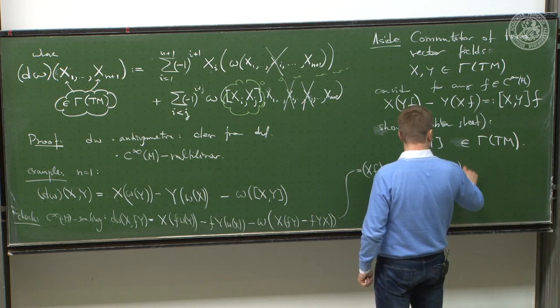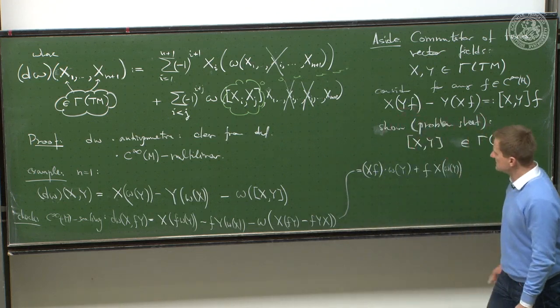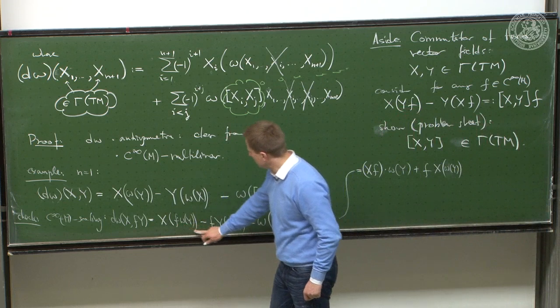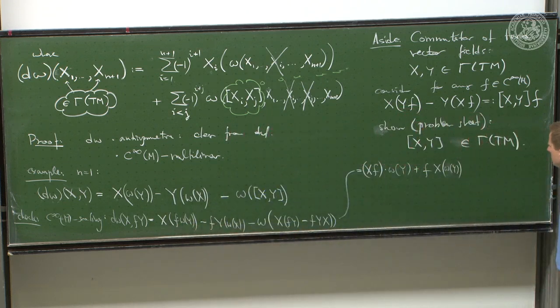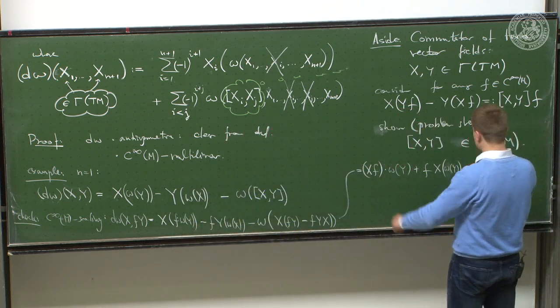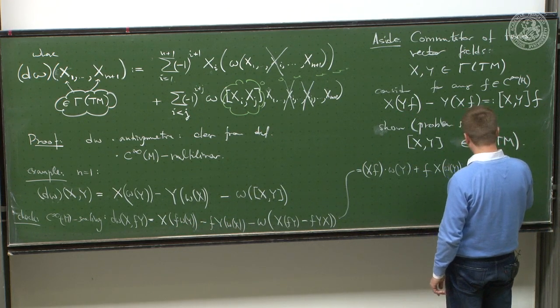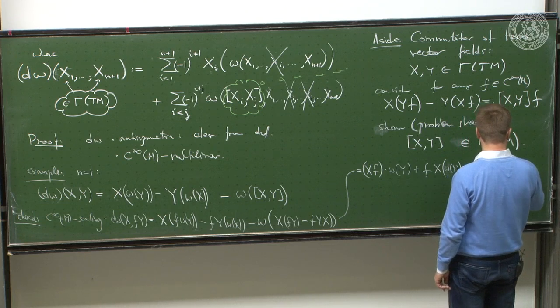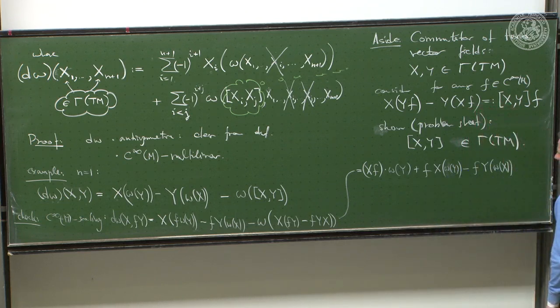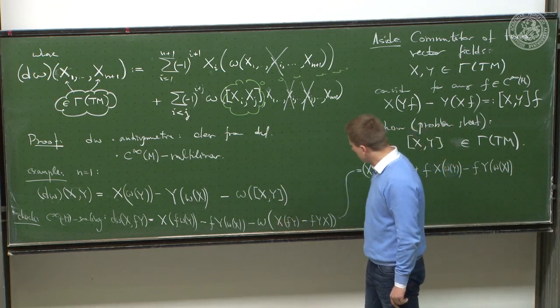X on omega on y. This is just the first term here, because x as a vector field is a derivation. Then comes minus, well, this term we do not massage any further. This is fy acting on omega of x, all right. Now this last term we have to work a little.